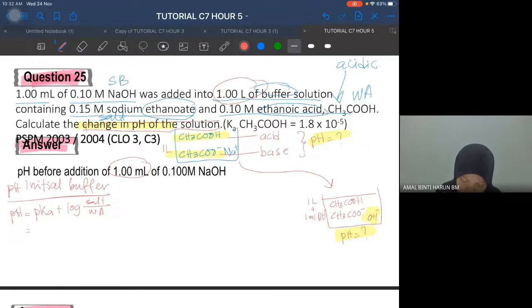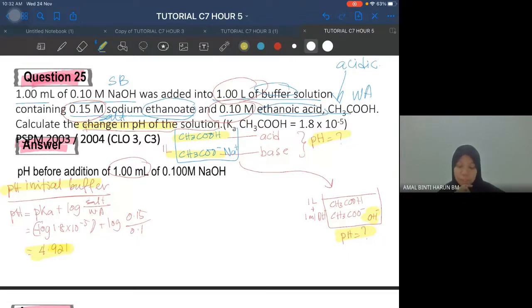Negative log pKa is negative log Ka, 1.8 exponent negative 5. And then this one is plus log salt, concentration of salt. We have the concentration of salt, 0.15 molar, 0.1. 0.15 divided by 0.1. So it would be, what's that? 4.921 pH there. Okay, so remember initial. Okay, ini sebelum kita tambah.